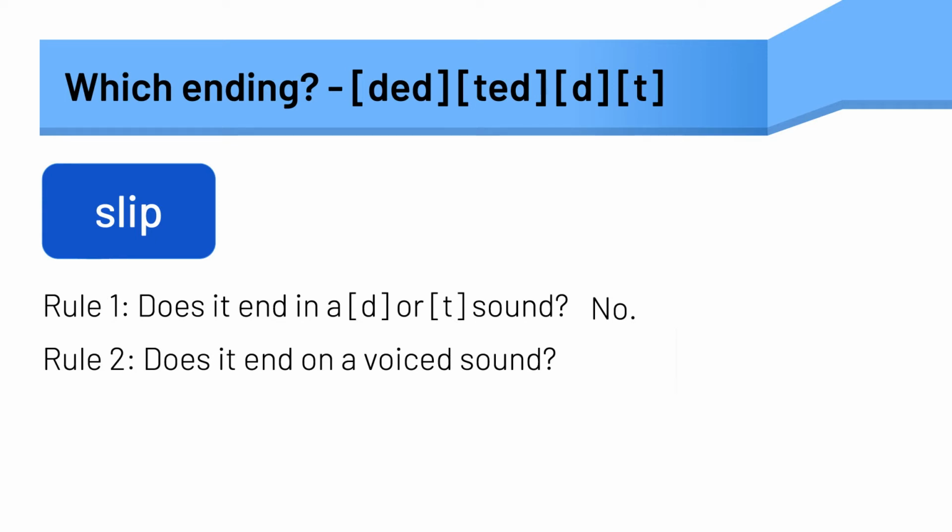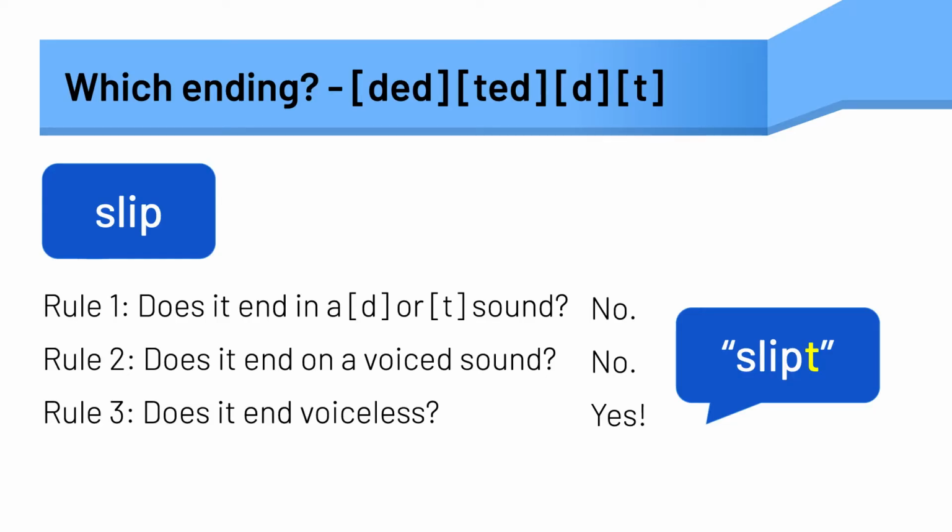Now I'm going to check to see if it has a final voiced or unvoiced sound. Using my hand, I'll say the word again. Slip. Nope, no vibration. It has a final unvoiced sound and I say slipped. You're getting it. Good for you.